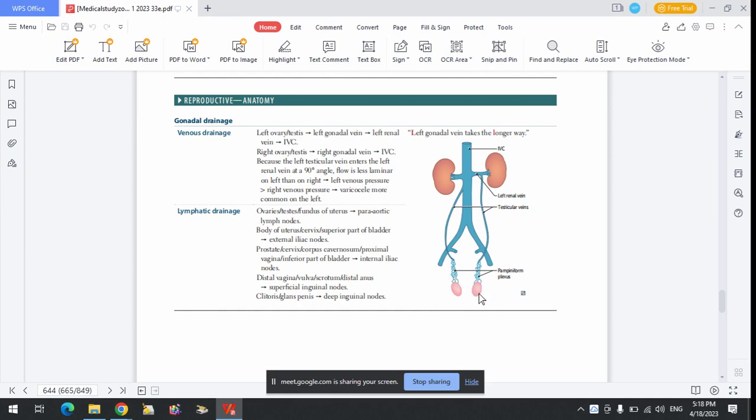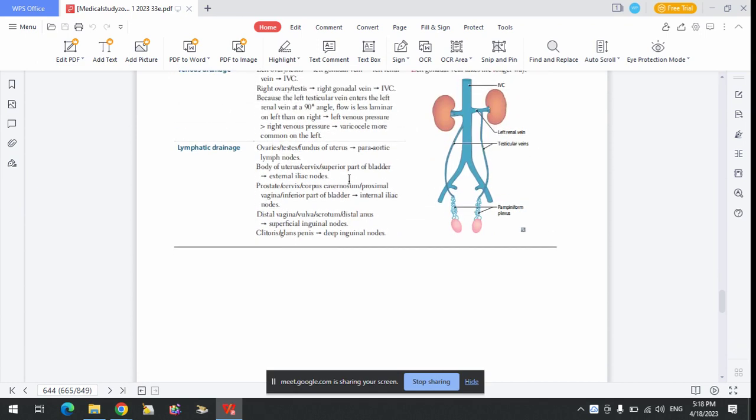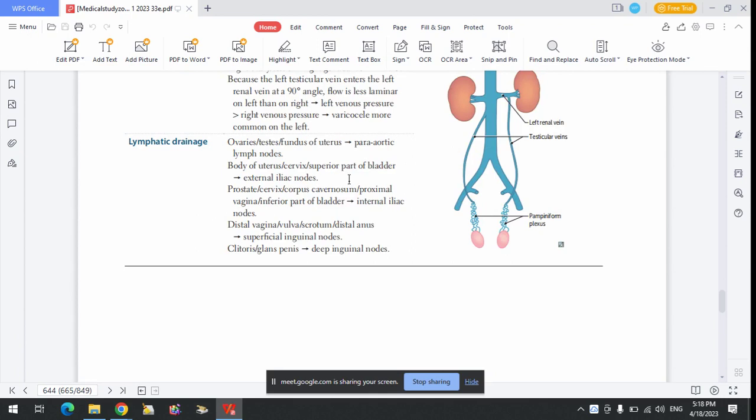Because if a testis is undescended and is located high up in the abdomen, the temperature is not right, because the reason why it's outside the body in the scrotum is to ensure that the place is cool so that it can work fine. But if it's within the body in the abdomen, it can get heated up and can lead to infertility, especially if it's bilateral. So that's that.